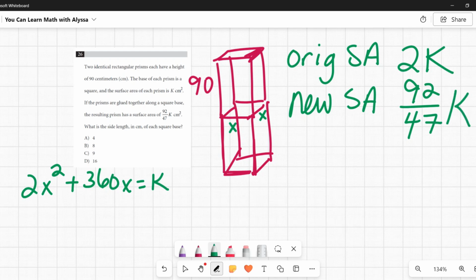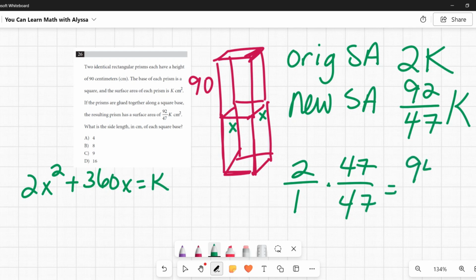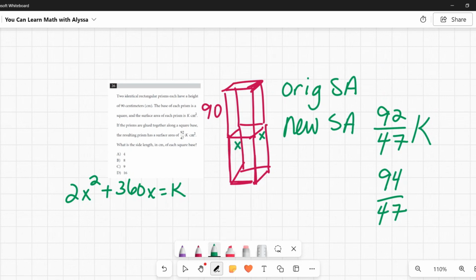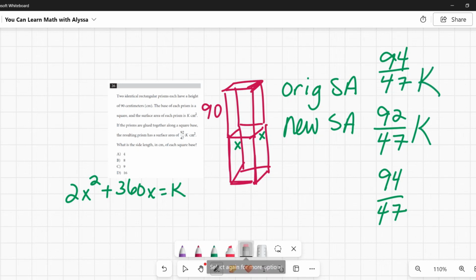All right? Okay. So what does that mean? What happened? What disappeared? We've gone from 2k to 92 4/47 k. What is the difference between these? If I change 2 into 47ths, I would need to multiply 2 times 47 over 47, and I would get 94 4/47. Okay, so when they were separate, they had a surface area of 94 4/47. And I'm going to write that up here. 94 4/47 k. And now they have 92 4/47 k.